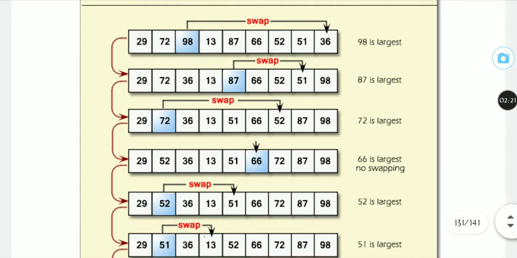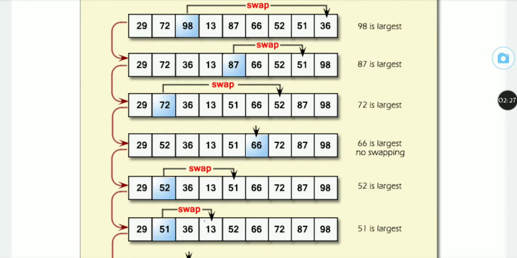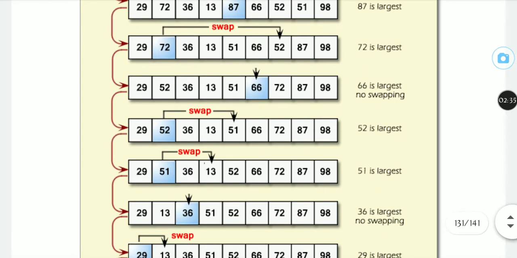Then it will find the next largest number, which is 72, and swap that element. 66 is the next largest element, but it is in the correct place, so no swapping is needed. Then find the next largest element, which is 52. 52 finds its correct place and swapping is needed. 51 comes to the place of 52.